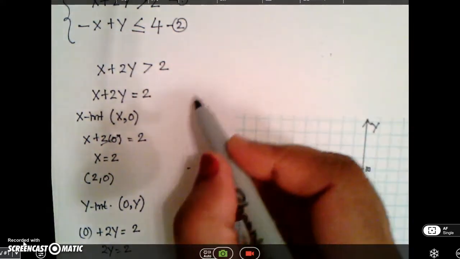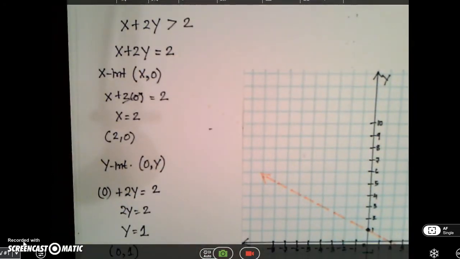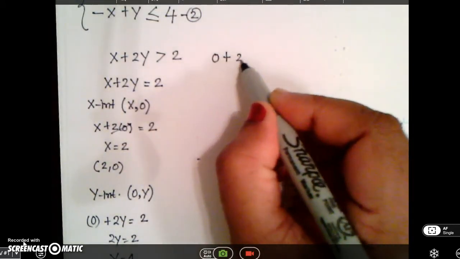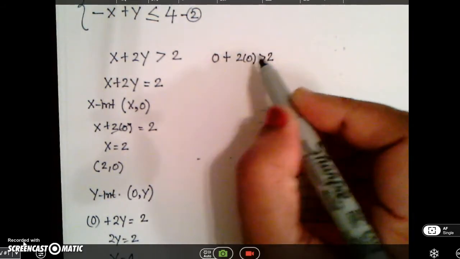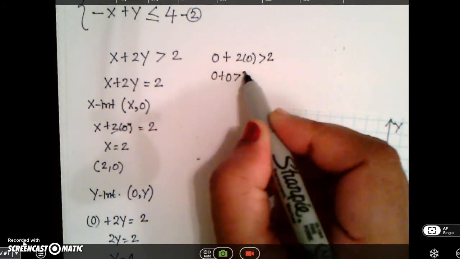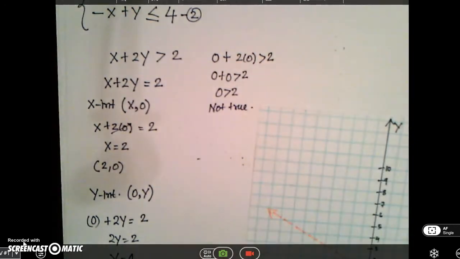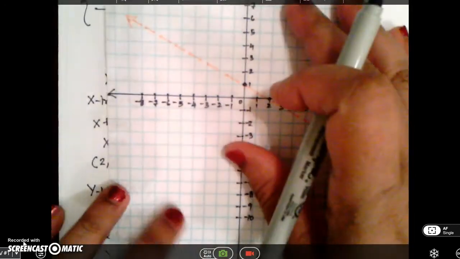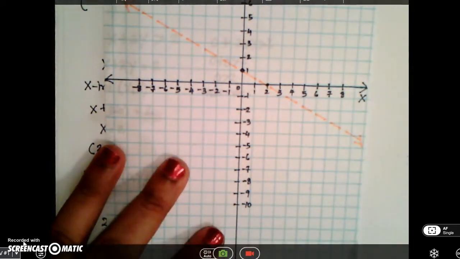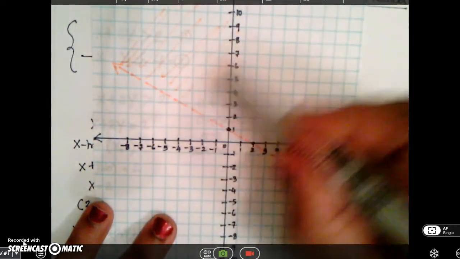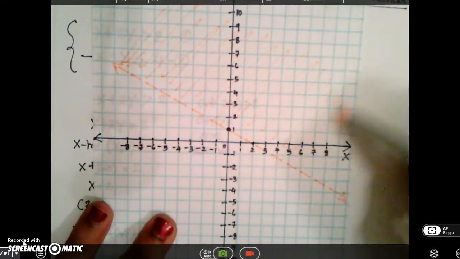If I plug in (0, 0), 0 + 2 times 0 is greater than 2, or 0 + 0 is greater than 2. 0 is greater than 2 is not true. Since it is not true, (0, 0) is not a solution. Since (0, 0) is on this side of the graph, I cannot shade that side. My solutions are going to be on this side of my graph. So this is the half plane for my first inequality.